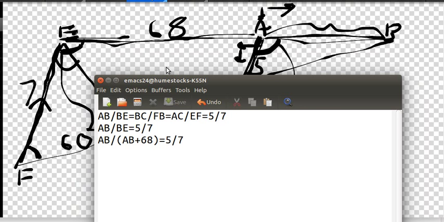Cross multiply. 7AB equals 5AB plus 340. Subtract both sides by 5AB. 7AB minus 5AB is 2AB. And then we're just left with 340 on this side. Divide both sides by 2. So we're just left with AB. 340 divided by 2 is 170. That is our answer. And then we're done. So, yeah.